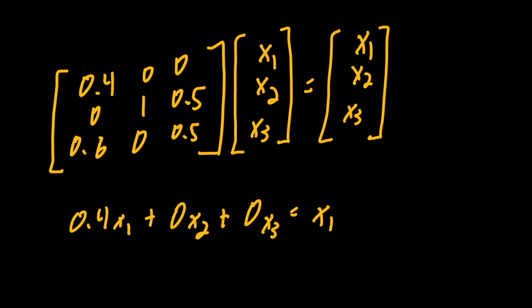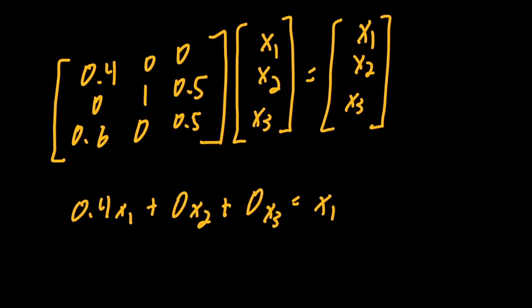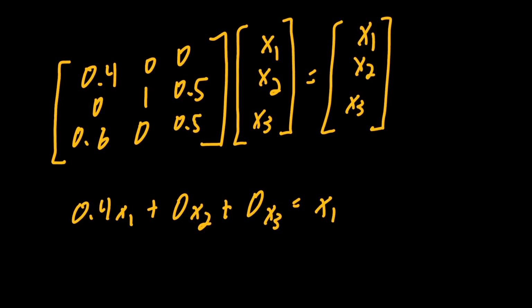So we're going to subtract x1 on both sides. And what is that going to look like exactly? Well, it's going to look like this. When we subtract x1 from both sides, we get 0.6 x1 is equal to 0. So we already covered the first step, the first row of the matrix of transition probabilities, and for the remaining rows, it's a matter of rinse and repeat.